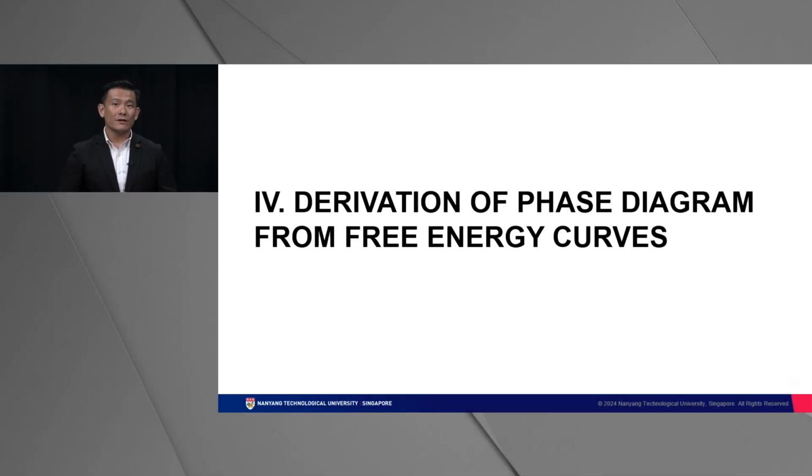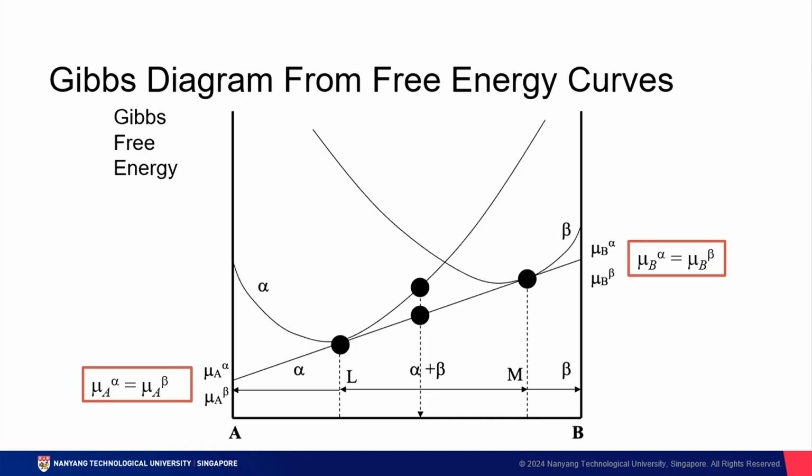Now, we're going to put everything together to show how we can derive a phase diagram from multiple free energy curves. So let's take a look at this Gibbs diagram at a fixed temperature. On the y-axis, we've got free energy, and on the x-axis, we have composition. Here, these two extreme points represent 100% composition of A and 100% composition of B.